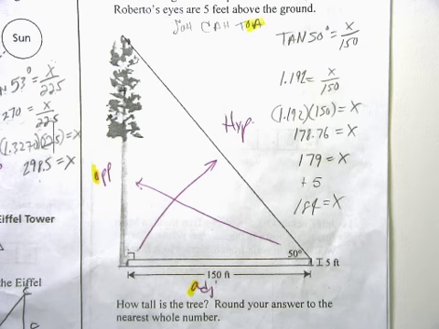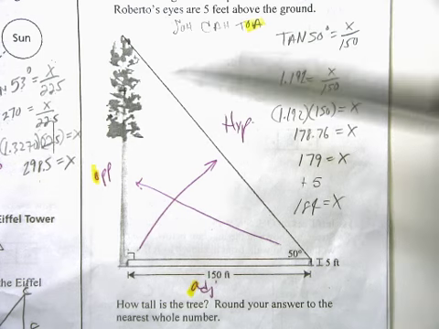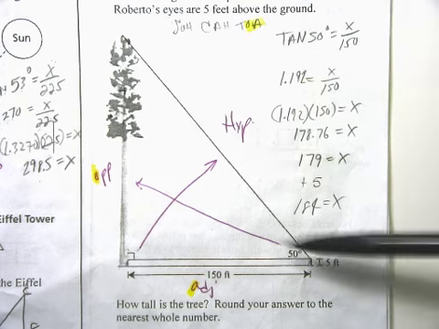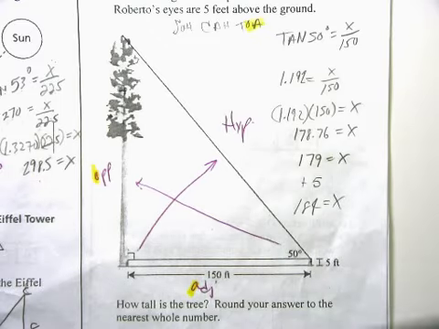Okay, so we're on question number 13, and the question is asking us to find how tall is this tree. I hope you notice here you have a right triangle. I have an angle here. We can recognize this as a trig question.